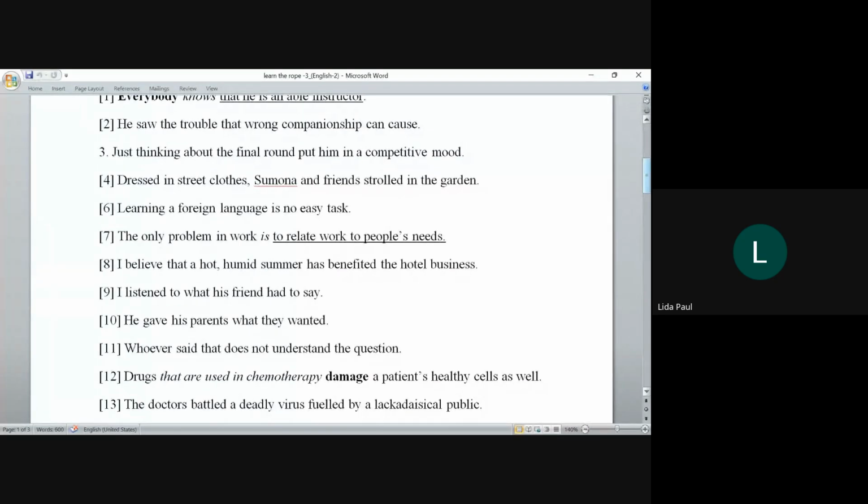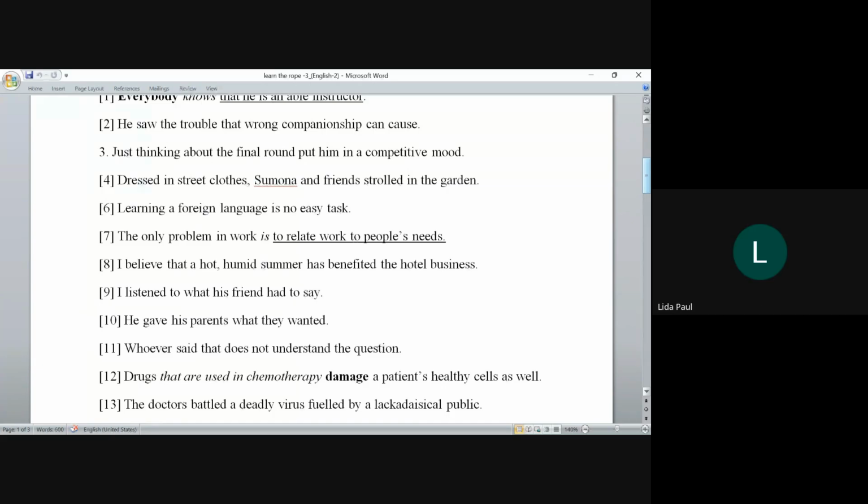Okay. Next one, the seventh one. The only problem in work is to relate work to people's needs. To relate work to people's needs. The only problem in work is to relate work to people's needs. Which part of this is the subordinate clause? To relate work to people's needs.